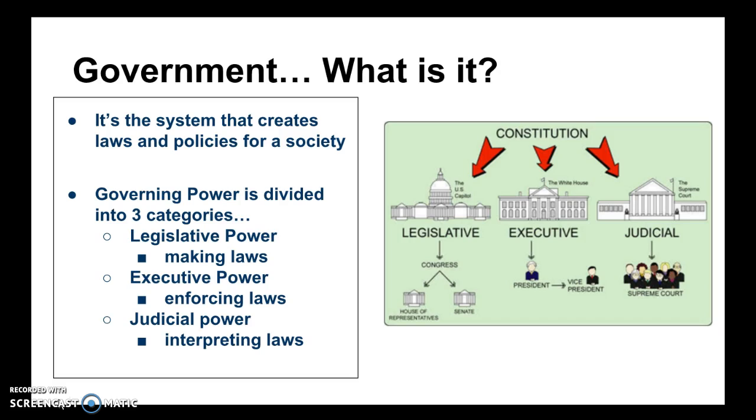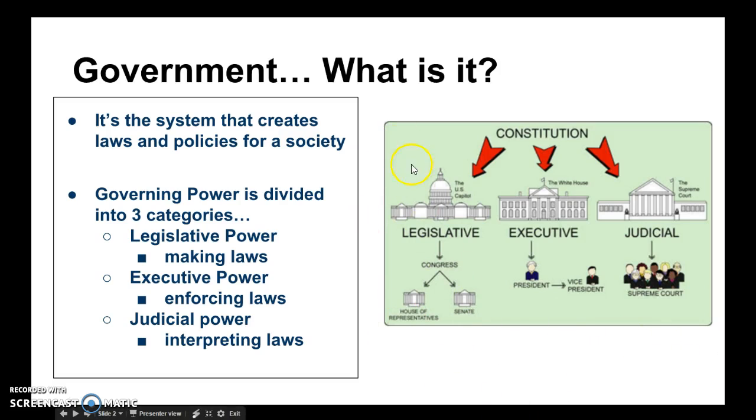All right, government. What is it? Government is the system that a society uses to create its laws and its policies, the rules that people have to follow. Government power is divided down into three types. You've got legislative power, executive power, and judicial power.